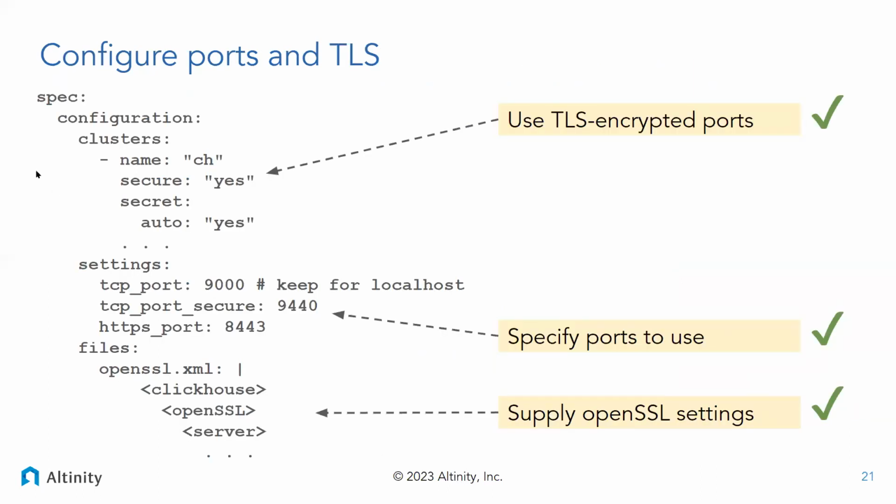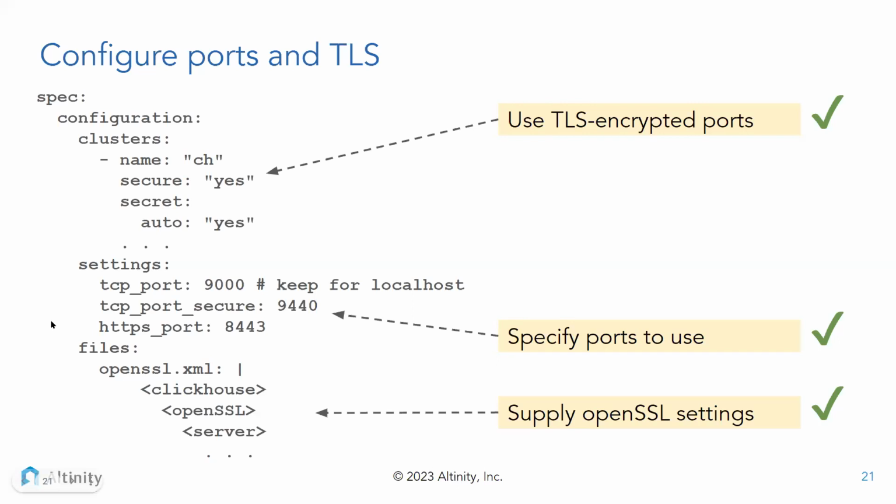So the first thing we want to do is configure the ports. There's a couple of very simple settings that we can use. This secure yes just tells ClickHouse, hey, we're going to be using TLS encrypted ports. There's a settings clause that allows us to specifically say what we want to use. In this case, we're going to enable the TCP secure port and HTTPS port. These must be correctly enabled. We're going to leave the TCP port open because it's just going to be used for localhost access, but it won't be exposed. We can set things up so it won't be exposed outside.